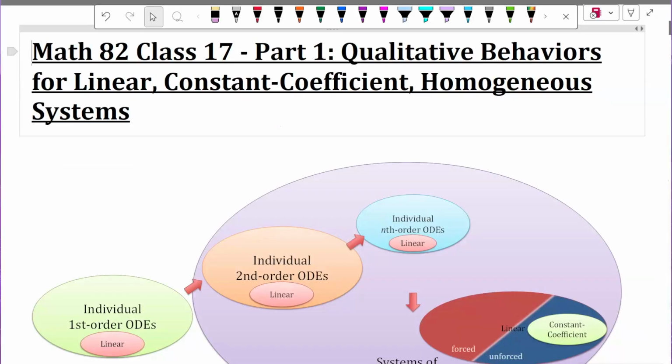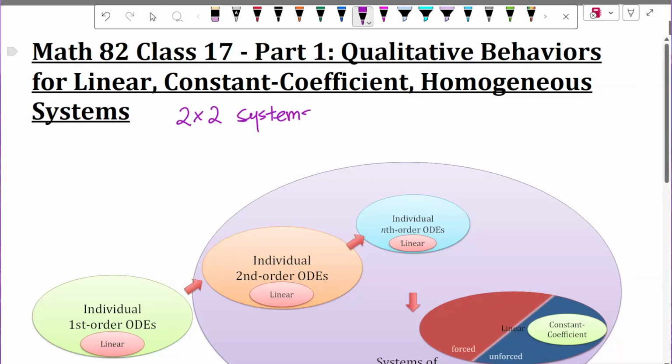Today we are going to be delving more into the qualitative behaviors of linear constant coefficient homogeneous systems that are 2 by 2 specifically. Now, why do we focus on 2 by 2 systems? A lot of the practical applications that we need to look at do end up being 2 by 2, or if they're higher dimension, we can often reduce to 2 by 2. And these, of course, are easy to visualize, and we will be talking about visualizing the solutions to these systems as well.